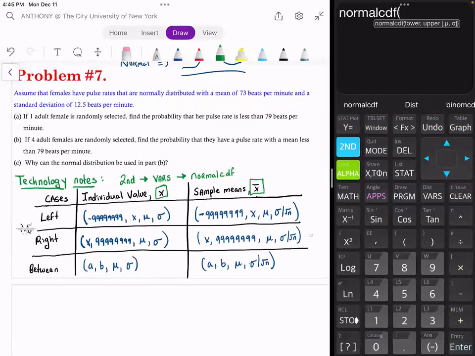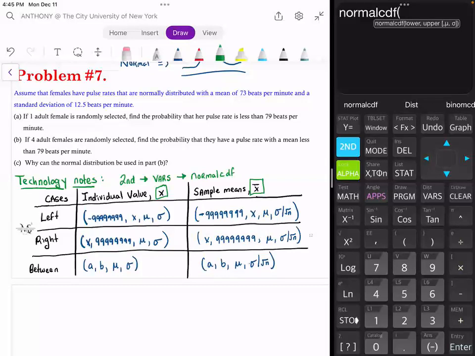For problem 7, it states to assume that females have pulse rates that are normally distributed with a mean of 73 beats per minute and a standard deviation of 12.5 beats per minute. Part A states, if one adult female is randomly selected, find the probability that her pulse rate is less than 79 beats per minute. Part B: if 4 adult females are randomly selected, find the probability that they have a pulse rate with a mean less than 79 beats per minute. So part A and B sound almost the same, but they're just a little different.